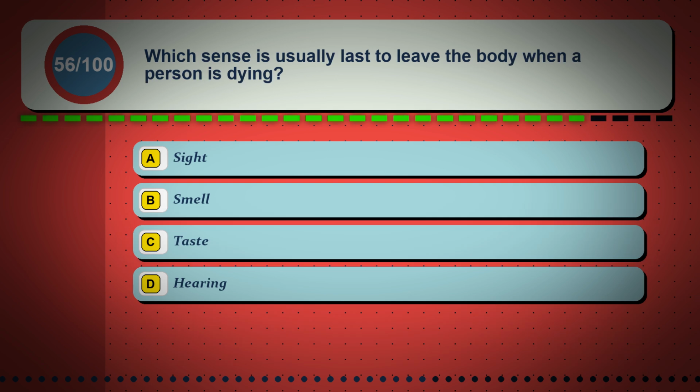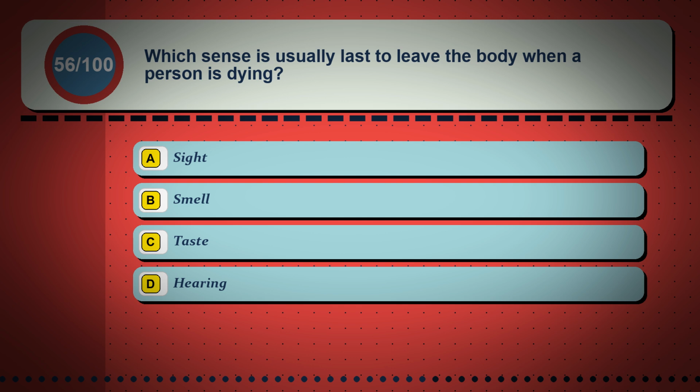Question 56. Which sense usually lasts longest before leaving the body when a person is dying? Option A, sight. Option B, smell. Option C, taste. Option D, hearing.